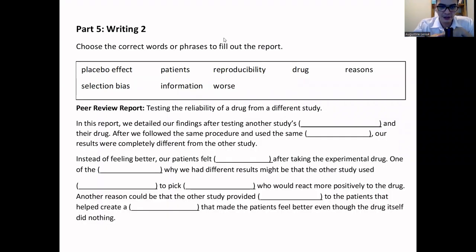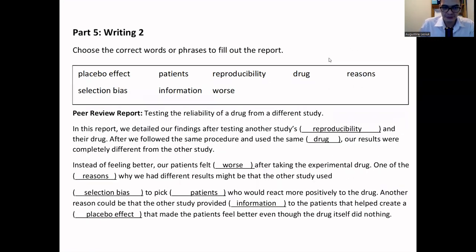For the last writing segment, I want you to fill in the blanks using the given words or phrases, just like the previous part. This time we have placebo effect, patients, reproducibility, drug, reasons, selection bias, information, and worse. Okay, so pause the video, try to fill in the blanks yourselves, and once you're done, resume the video for the answers.